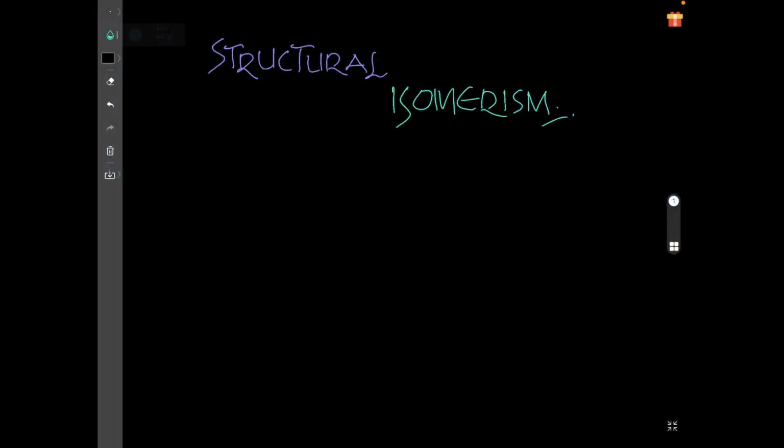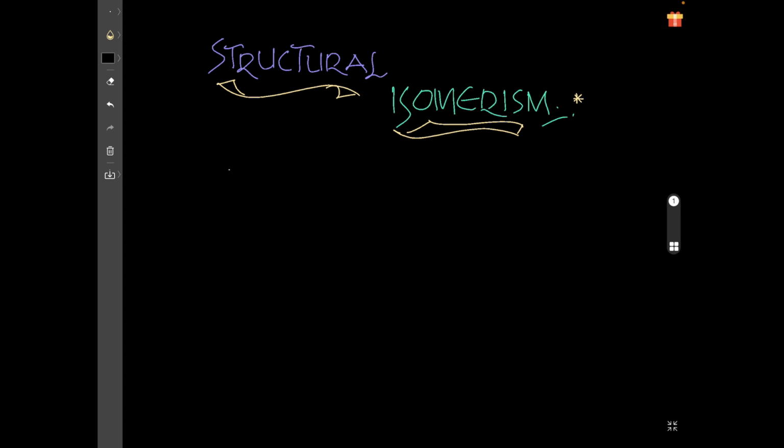Structural isomerism. Here we will discuss a few lines about structural isomerism. The name itself indicates isomers are the compounds which contain the same molecular formula but different structures and properties. Here the structure will be different.